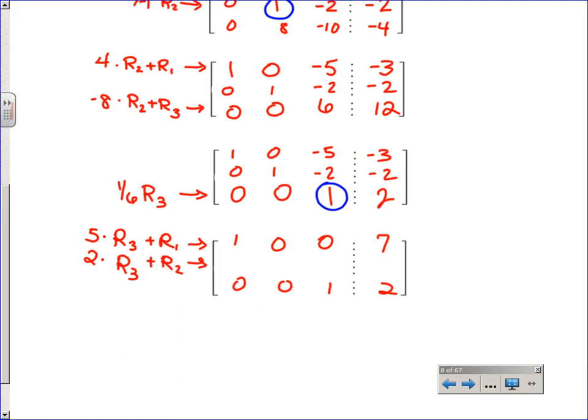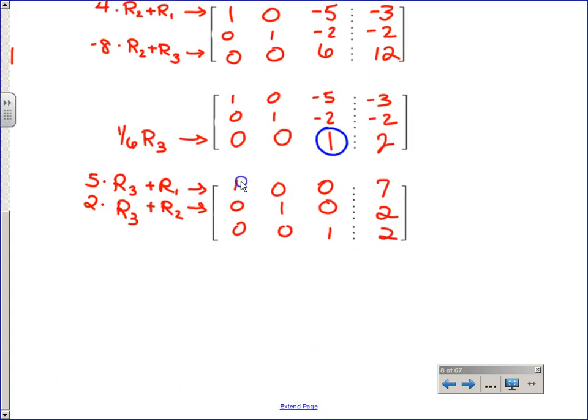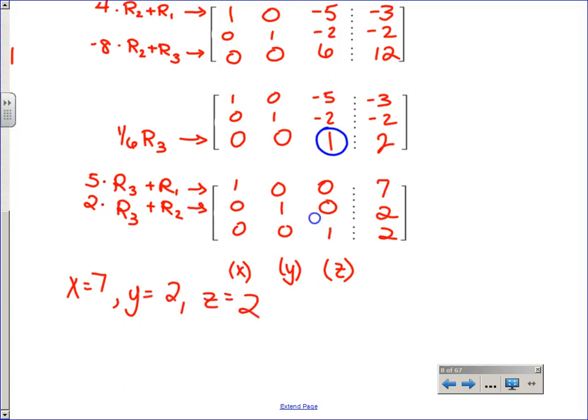2 times 0 plus should keep it the same. 2 times 1 minus 2. And 2 times 2 is 4 minus 2 is 2. If you did RREF in your calculators, you should have gotten the identity matrix, 1, 1, 1, zeros everywhere else, with a 7, a 2, and a 2, which means, remember, this is the x column, this is the y column, this is the z column. You end up with x equals 7, y equals 2, and z equals 2.